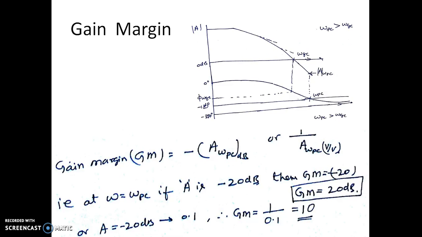So let us also see what gain margin is. Gain margin is nothing but minus of the magnitude at omega equal to omega pc, or it is given as 1 over A of omega pc in volt per volt. As we can see now, this is omega pc, corresponding to which we have a magnitude here. Since it is 0 dB, this may be minus 20. So assume that if A is equal to minus 20 dB at omega equal to omega pc, then gain margin happens to be minus of minus 20, which is 20 dB.